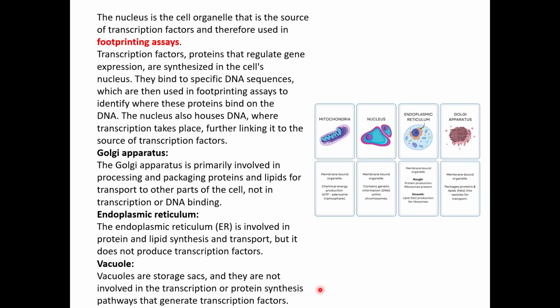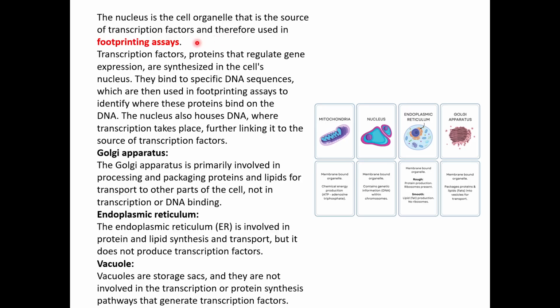So next is the source organelle for transcription factors in DNA footprinting. So transcription factors are basically found in the nucleus. So the nucleus is the cell organelle that is the source of transcription factors.